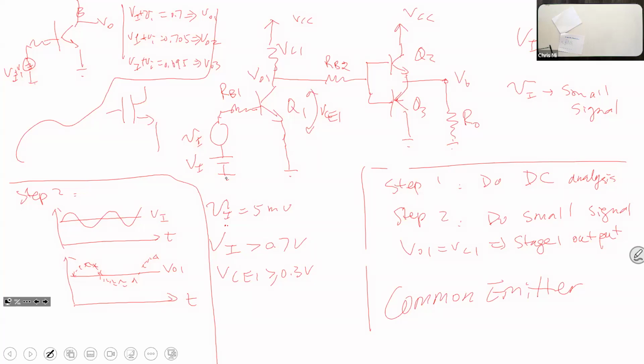Except for differential amplifiers that we don't study in this class. So the input voltage is always grounded. If the emitter is grounded, it's a common emitter. If the collector is grounded, it's common collector. If the base is grounded, we call it common base.